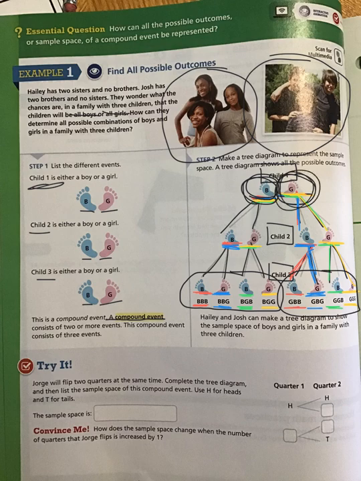So the chances, well, there's 1, 2, 3, 4, 5, 6, 7, 8 different outcomes. The chance of having all boys, boy, boy, boy, is 1 out of 8. And the chance of having a girl, girl, girl, which is over here, is also 1 out of 8 chances.